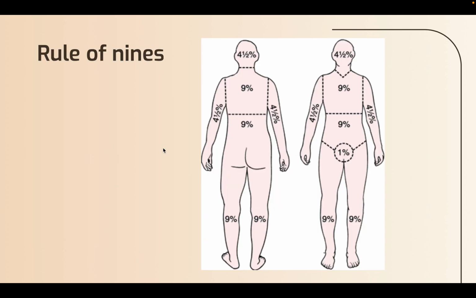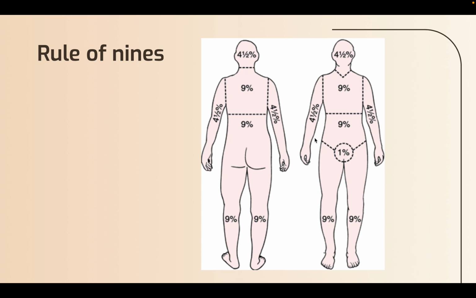And then I just wanted to talk really quick about the rule of nines, because I feel like you can't really talk about burns without talking about the rule of nines. So this is the body posteriorly and anteriorly, right? So if we're talking about the head, the front of the head, right here, is going to be 4.5, and the back of the head is also going to be 4.5. So if the whole head is burned, that is going to be 9%.